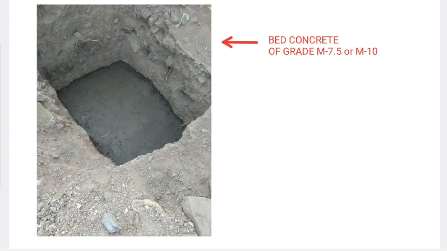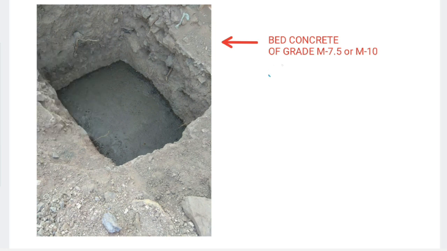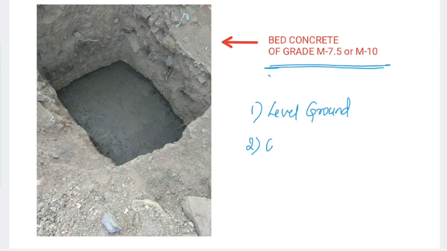Once the excavation is completed, we'll go for the bed concreting. Here you can see the bed concreting will be done using concrete of grade M7.5 or M10. It is PCC, plain cement concrete, and we will not be using any reinforcement here. The main purpose of bed concrete is to maintain a level ground for the foundation, and second, to ensure there is no contact between the footing concrete and the soil below, that is, the subsoil.